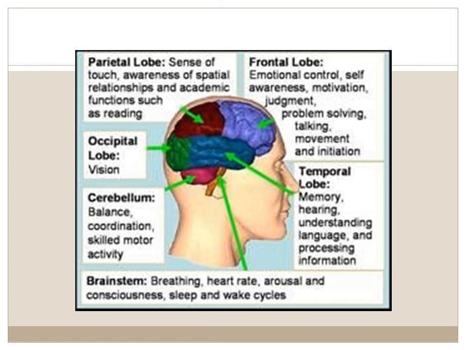Next, we have the occipital lobe, which is responsible for vision. And then we have the temporal lobe, which is responsible for memory, hearing, understanding language, and processing information. The cerebellum, on the other hand, is responsible for balance, coordination, and skilled motor activity. And the brainstem is responsible for breathing, heart rate, arousal and consciousness, and sleep and wake cycles. So those are the functions of the 4 lobes, including the cerebellum and the brainstem.